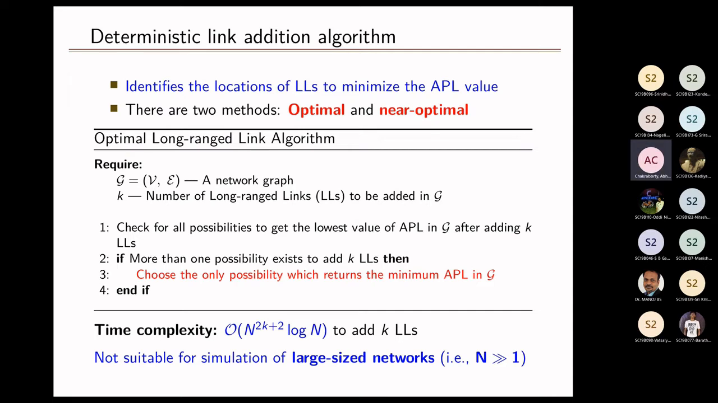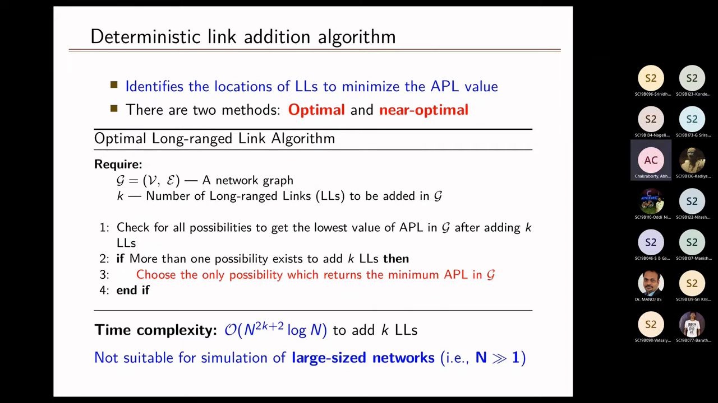That's why we shifted to near optimal, where instead of adding all those links deterministically together, we add them sequentially. That means if I have to add 5 links, I will add the first one that will give me the lowest possible APL.